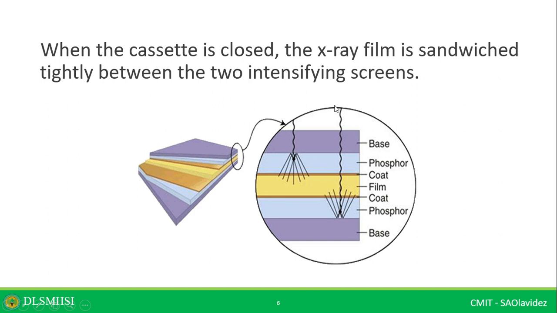But there are also photons that will pass through the first intensifying screen and pass through the X-ray film and interact with the second intensifying screen and again be absorbed by the phosphor crystals. Now, the X-ray photon that is absorbed by that phosphor crystal will again be converted to a light photon, and that light photon will expose this emulsion layer here.